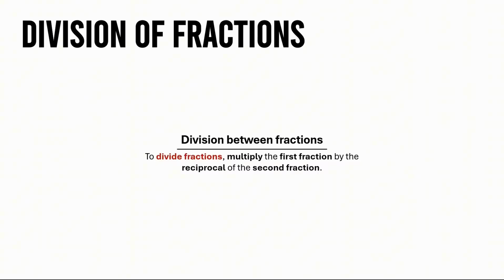Division of fractions. To divide fractions, multiply the first fraction by the reciprocal of the second fraction. The reciprocal of a number is that number written as 1 divided by that number. For example, the reciprocal of 4/5 is obtained by reversing the fraction. The numerator becomes the denominator, and vice versa.